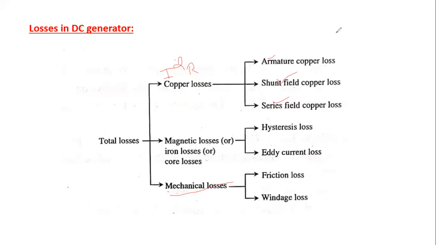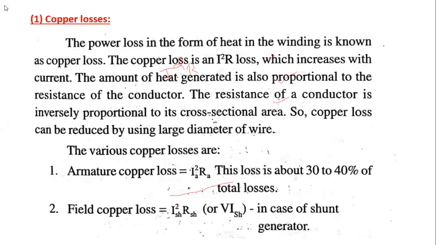To recap: iron losses, copper losses, mechanical losses. The iron losses are classified into two types: hysteresis losses and eddy current losses. Mechanical losses are classified into two types: frictional losses and windage losses. And copper losses are classified into three types: armature copper loss, shunt field copper loss and series field copper loss.